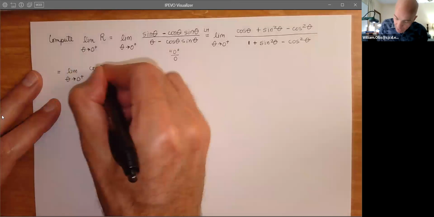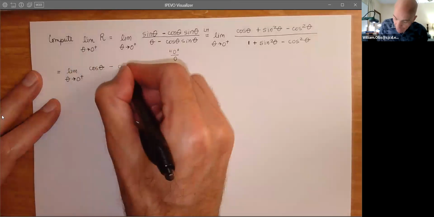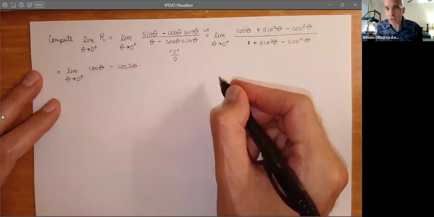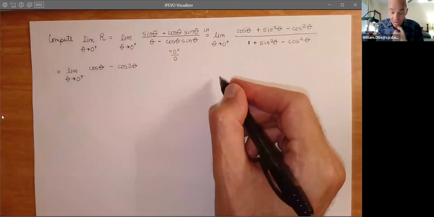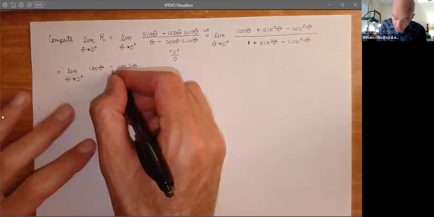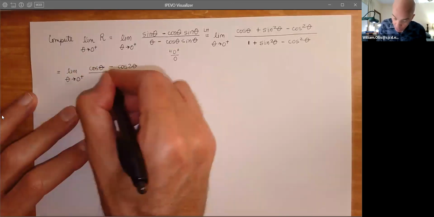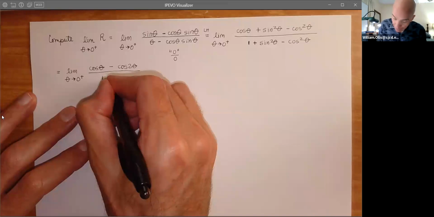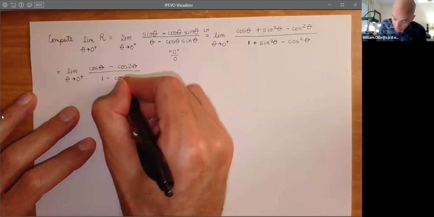So this is just minus cosine 2 theta. Remember, cosine 2 theta is cosine squared minus sine squared. And so if we have the additive inverse, we've got that. And then downstairs, we have the same thing: 1 minus cosine 2 theta.